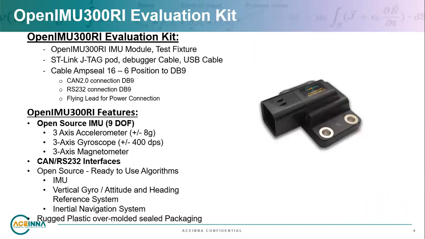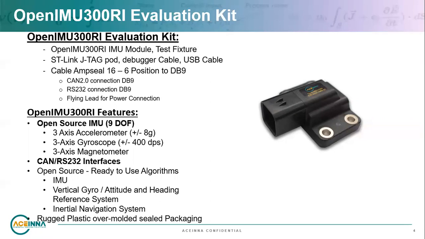So let's take a look at the main features of this OpenIMU300RI. This is an open source IMU, which is 9 DOF. That means it has a 3-axis accelerometer with a range of plus or minus 8 Gs, and a 3-axis gyroscope with a range of plus or minus 400 degrees per second. And it has a 3-axis magnetometer. It comes with CAN and RS-232 as interfaces. And this is an open source module. That means we have ready-to-use algorithms that you can download from our website, and you can change the source code based on your needs and application.